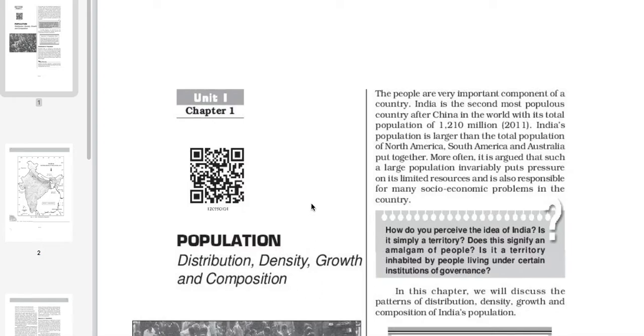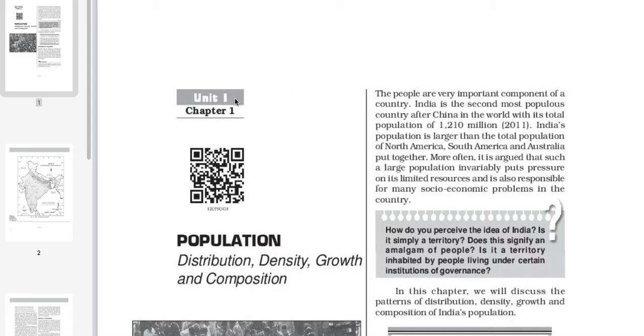You all know that there are two books in your geography subject. First one is Fundamentals of Human Geography, and second one is India, People, and Economy. Both books are having the same chapters. The difference is only in their facts. So we do a parallel study of both books.